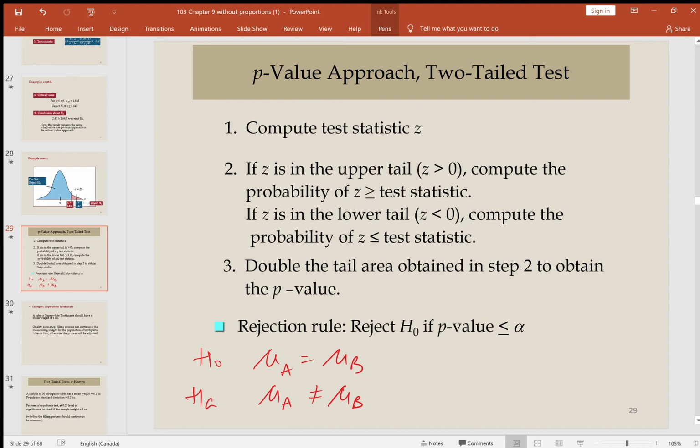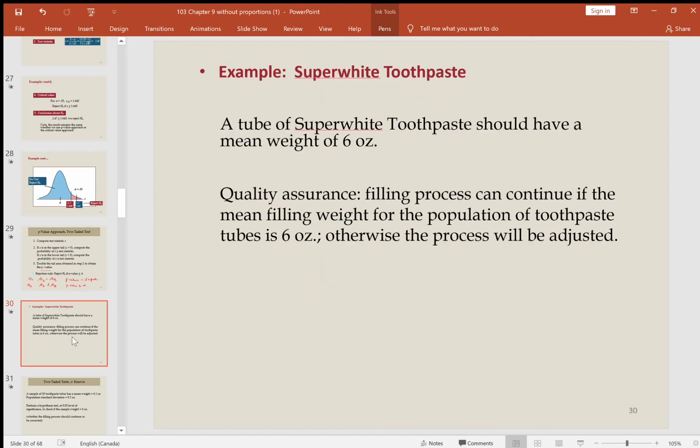If you're in the upper tail, then you compute the probability of z being more than or equal to the test statistic, and if you are in the lower tail, then you compute the probability of z being less than or equal to the test statistic. And the main thing is that to get the p-value, as I showed you in the beginning, the p-value is going to be twice the probability. Okay, and we reject null if p-value is less than or equal to alpha. Okay, so let's jump into a question which will explain things more.